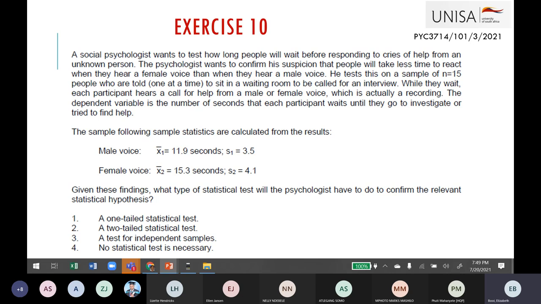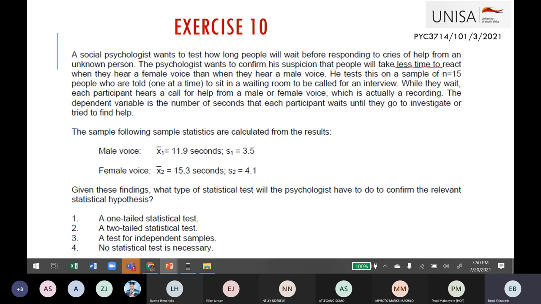A social psychologist wants to test how long people will wait before responding to cries of help from an unknown person. The psychologist wants to confirm his suspicion that people will take less time to react when they hear a female voice than when they hear a male voice. He tests this on a sample of N equals 15 people who are told, one at a time, to sit in a waiting room to be called for an interview. While they wait, each participant hears a call for help from a male or a female voice, which is actually a recording. The dependent variable is the number of seconds each participant waits until they go to investigate or try to help.